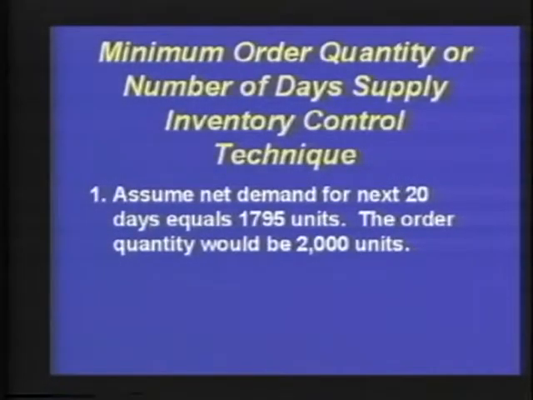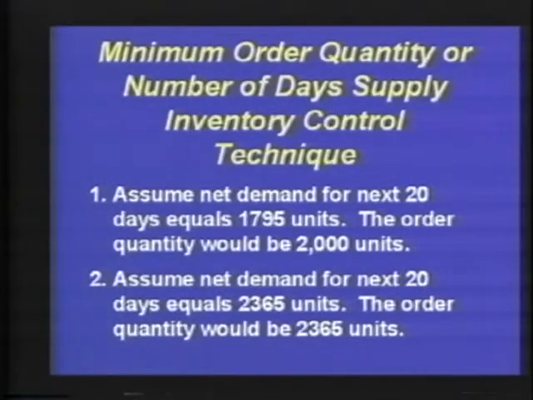Now, the first scenario says over the 20-day planning horizon, I need 1,795 pieces. The vendor says the minimum order quantity is 2,000. I'm going to have to purchase 2,000 pieces. And if you remember, we have an inventory class code that identifies vendor minimums.